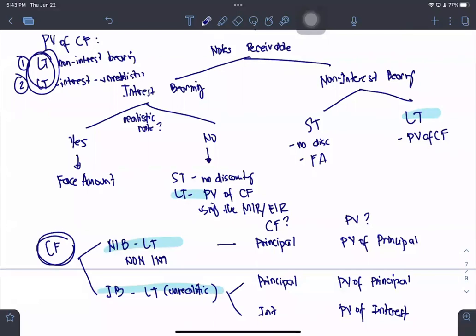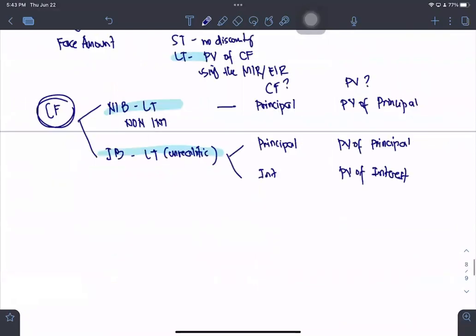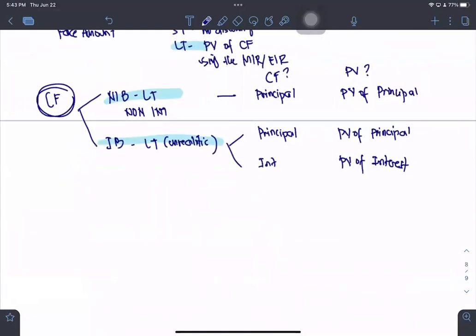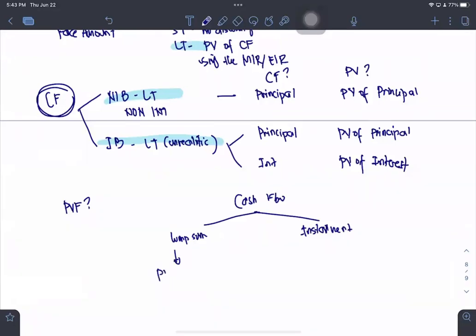Now, since we are clear on when will we compute present value and what are the items of your cash flows, your next issue is what particular present value factor will you use? What present value factor will you use? So you need to determine now the cash flow. If the cash flow is lump sum or installment. Lump sum or installment. If it's lump sum, then you use present value of 1. If it's installment, you need to compare whether that installment is equal installment or unequal installment.